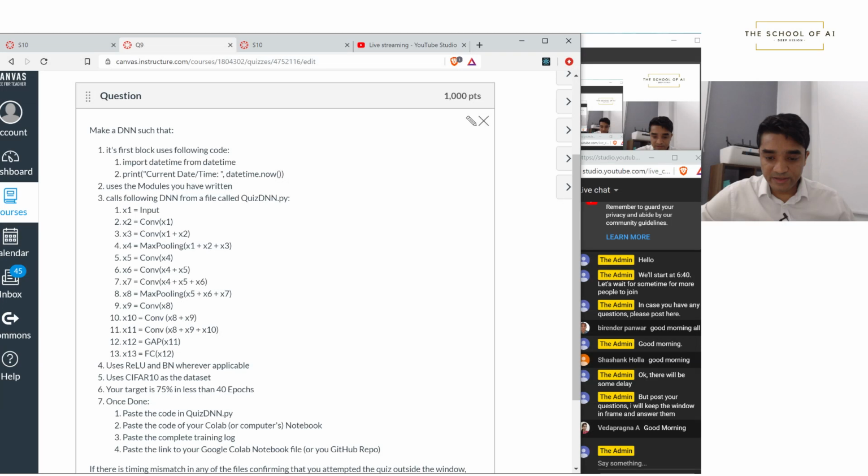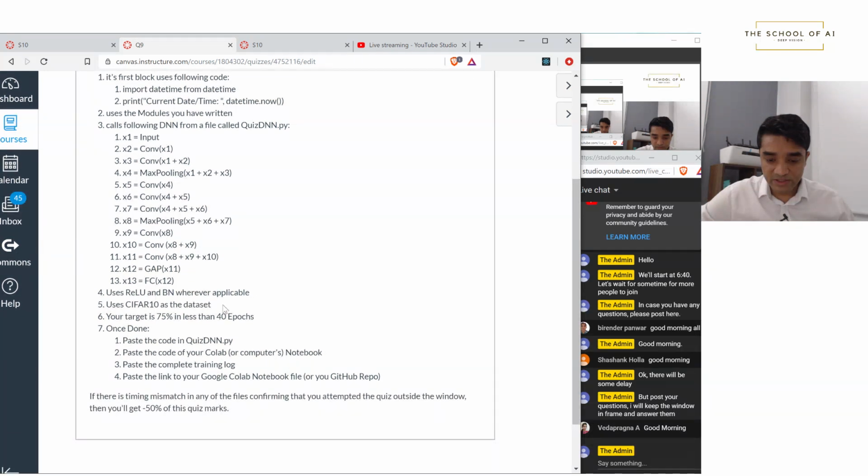It calls a particular DNN from a quiz_DNN.py file, and this was the DNN which you were supposed to write. It uses ReLU and batch normalization wherever applicable. You use CIFAR10 as the dataset, target is 75% in less than 40 epochs. Once done, paste the code in the quiz_DNN.py, paste the code of your Colab notebook, paste the complete training log, and paste the link to your Google Colab.